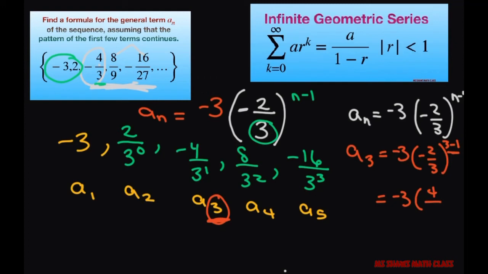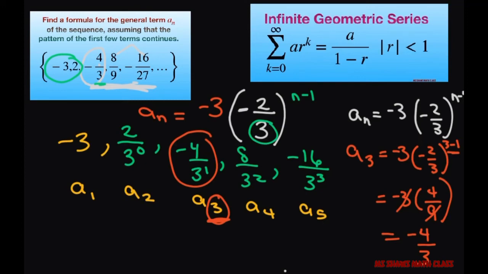And then 3 squared is 9. And then negative 3 goes into 9 negative 3 times. So those cancel out and you get negative 4/3. And that's what we have. And then you can test any of these. Let's test the first term because that's the one that looks kind of off the pattern.